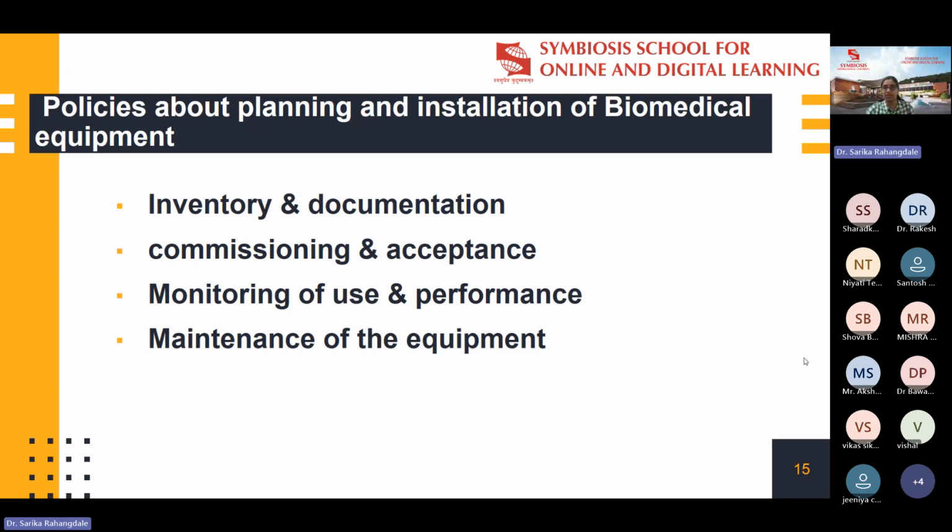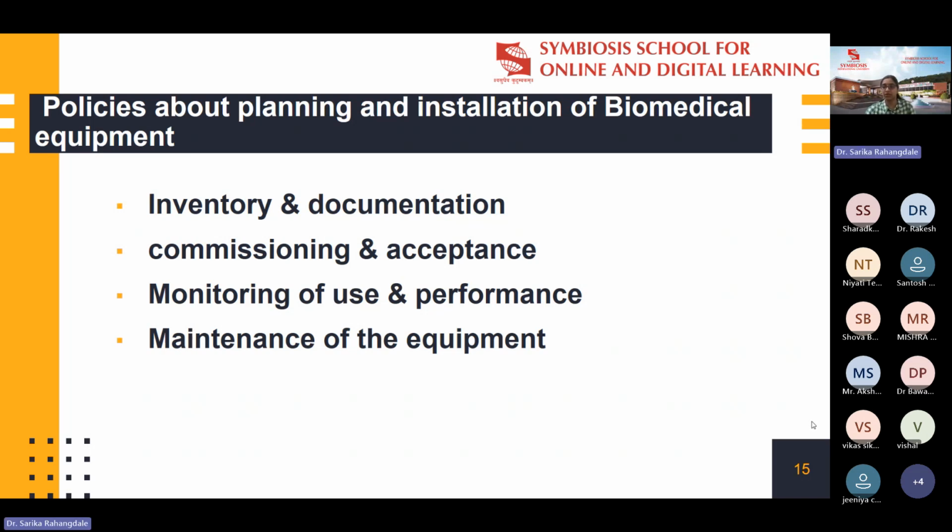The occasion also provides an excellent opportunity for in-house staff to gain familiarity with the new item. During this commissioning and acceptance process, a kind of training is also given to the staff who is going to use that machine in the hospital, the technical person. Next is the monitoring of use and performance of that equipment. It is important that the user makes safe use of the equipment and also continuously monitors the performance of that equipment.